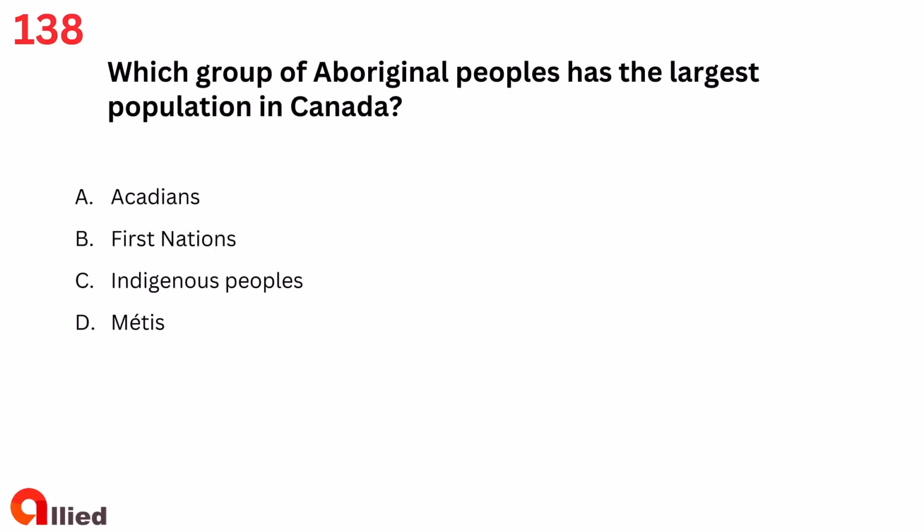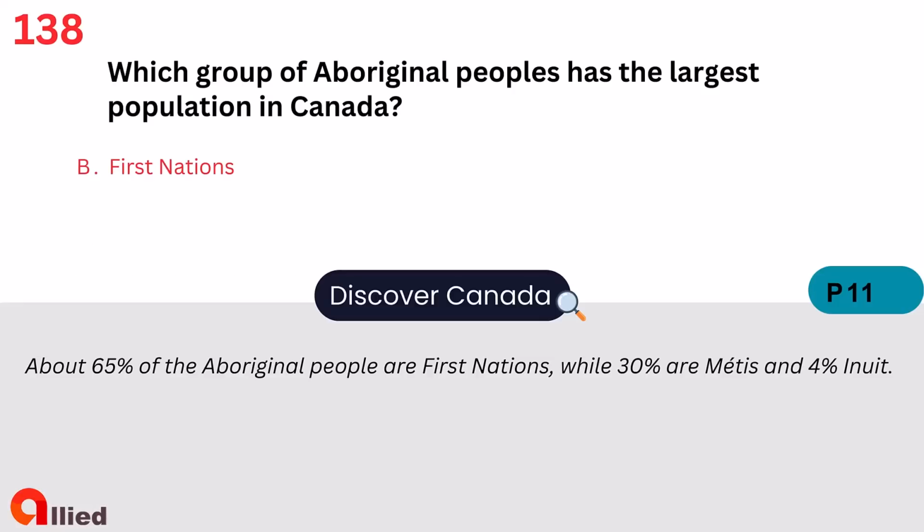1982. Question 138. Which group of Aboriginal peoples has the largest population in Canada? A. Acadians. B. First Nations. C. Indigenous peoples. D. Métis. The answer is B. First Nations.